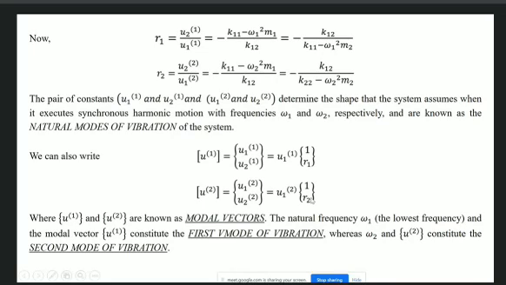Is this understandable to everybody? Any question on this?